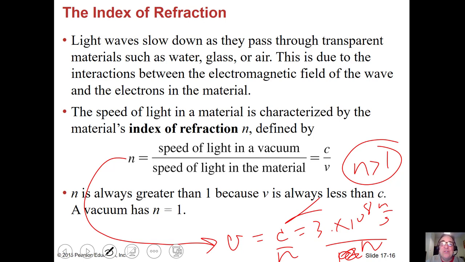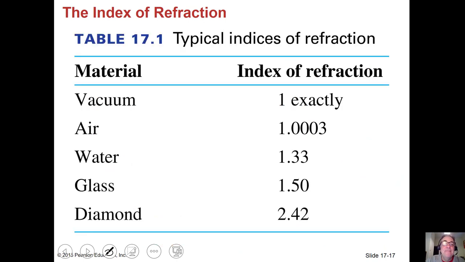Okay, so the index of refraction of glass is around 1.5. So you can see that the speed of light would be about 2/3 of what it is in a vacuum if you put 1.5 in for n. Okay. All right, very good.